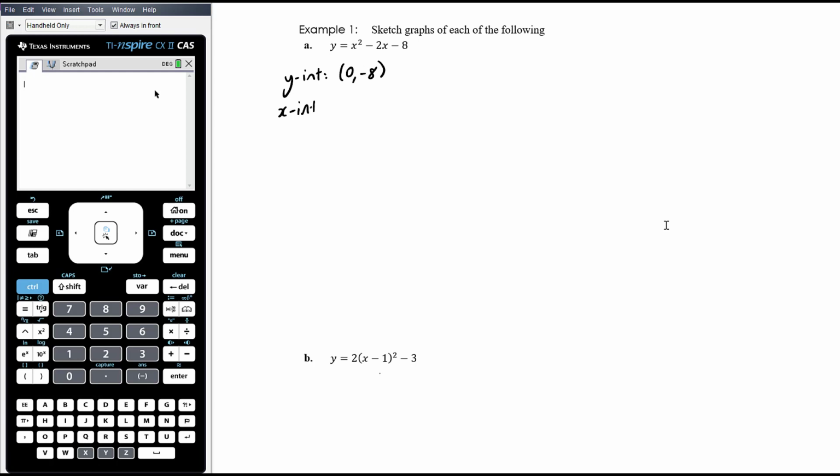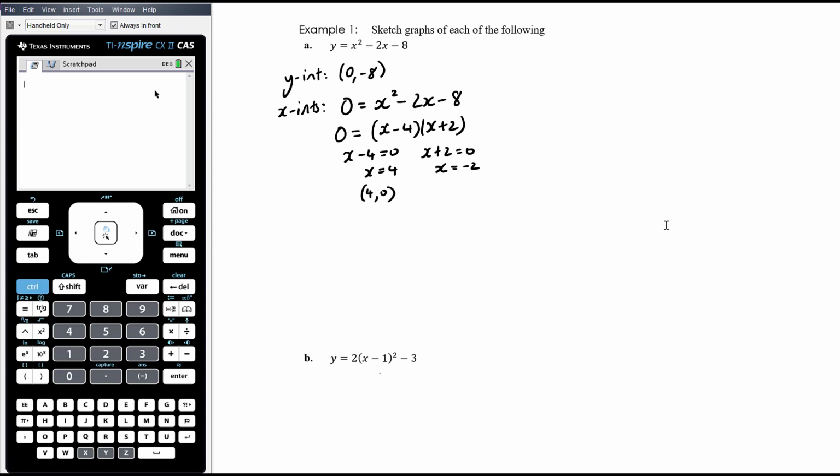The x-intercepts, I'm going to try and find those, so letting y equal 0, same for all functions. If you want to know the x-intercept, you want to know what is x when y is equal to 0. I'm going to try and factorize that, which it will factorize. Factors of negative 8 that add up to negative 2: (x − 4)(x + 2). Null factor law tells me that x − 4 = 0, so x = 4, or x + 2 = 0, so x = −2. Okay, so there's my two x-intercepts, (4, 0) and (−2, 0).